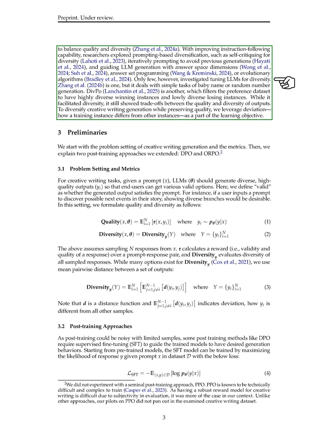Section: Post-training approaches. In this section, we discuss post-training approaches. Since post-training can be noisy with limited samples, some methods, like direct preference optimization, DPO, require supervised fine-tuning to help models generate the desired outputs. DPO directly optimizes the policy model using a dataset of input-output pairs, increasing the chances of preferred outputs over less desirable ones.